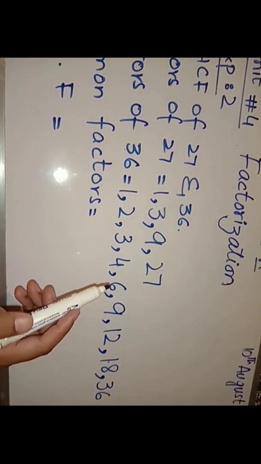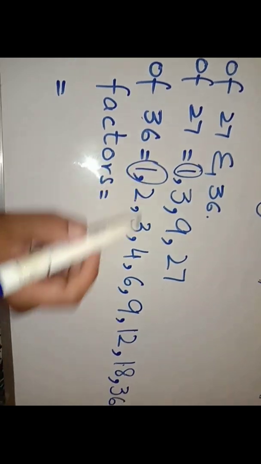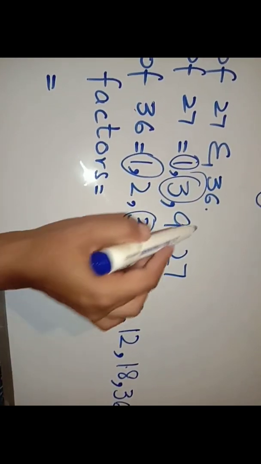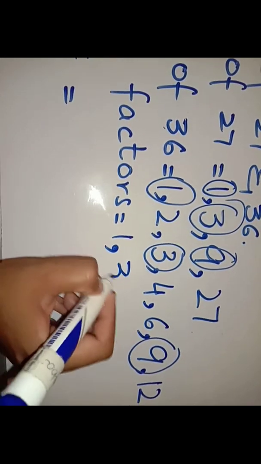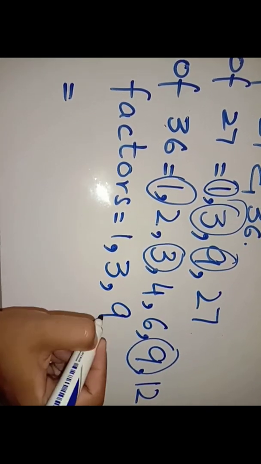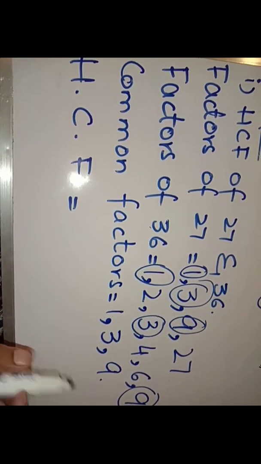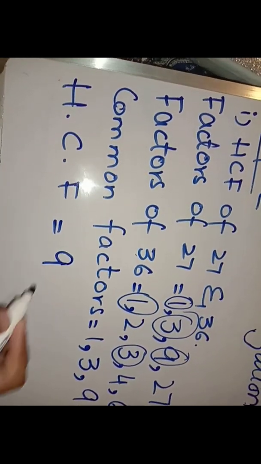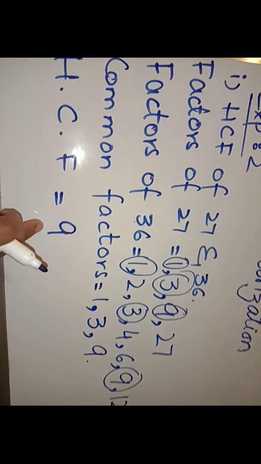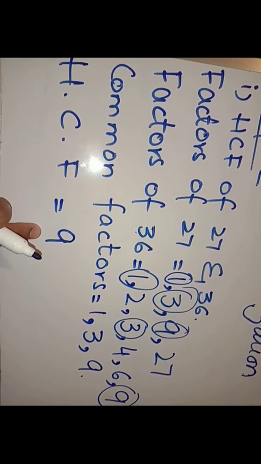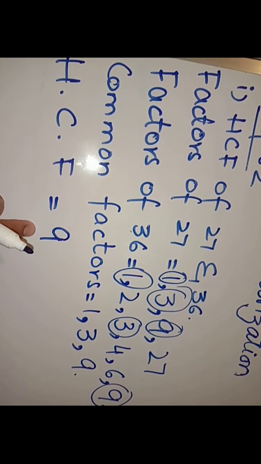Now we will find common factors. What numbers are common in both of them? We have 1, we have 3 and we have 9 in common. So which is the highest number among 1, 3 and 9? 9 is the highest number, so the HCF of 27 and 36 is 9. Understand? You have to solve example 2 part 2 and part 3 of example 2 for your homework. Understand?